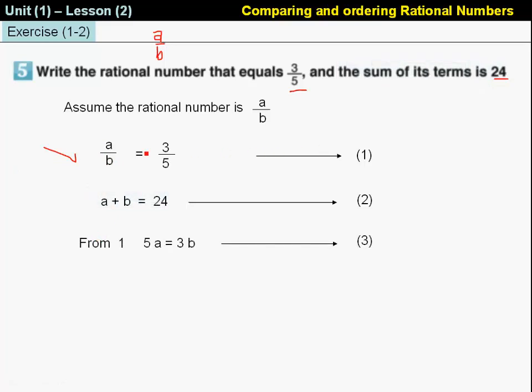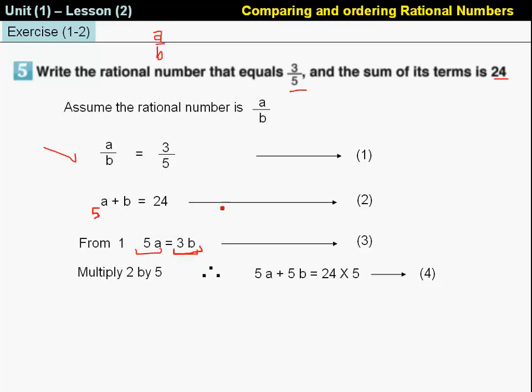From here, it can be simplified as we multiply 5 times a is equal to 3 times b. This is equation 3. Why did we do that? If we compare this equation and that one, we have here a plus b is equal to 24. Here is 5a equal 3b. So, if we multiply this equation times 5, we will get here 5a, which can be replaced with the 3b.